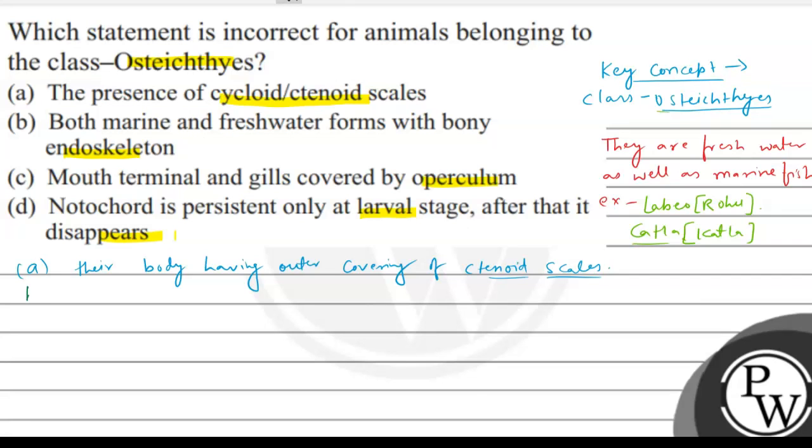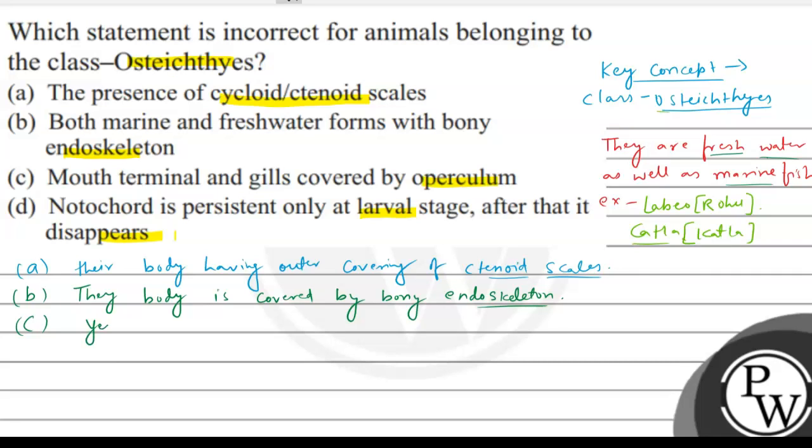Option B says both marine and freshwater forms with bony endoskeleton. Yes, as we discussed previously, they are freshwater as well as marine, and their body is covered by bony endoskeleton. They have bony endoskeleton.